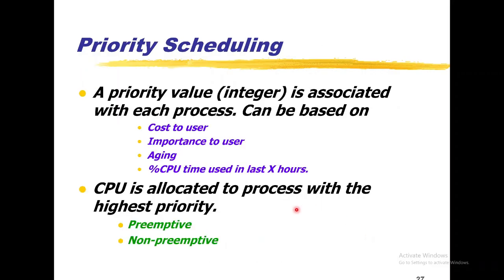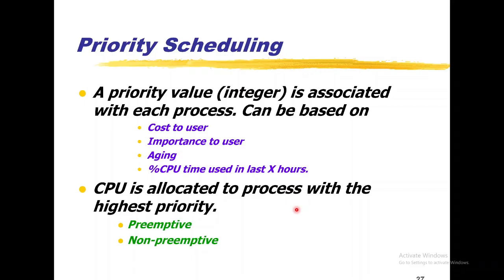Now let's look at priority scheduling. Priority scheduling is a process that is executed based on the priority. How important is it, or how the system has prioritized it. So a priority value, or integer, is associated with each process. This priority can be based on the cost to user, the importance to the user, the aging, or the CPU time used in the last 6 hours.